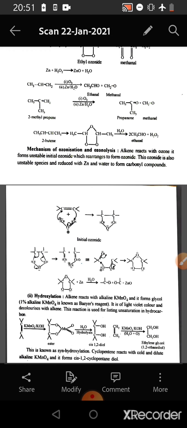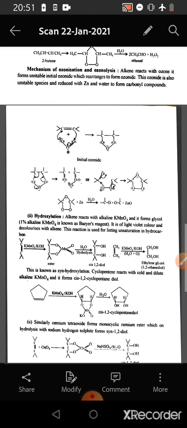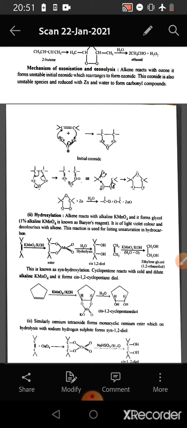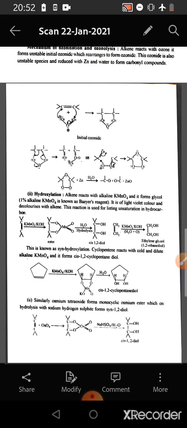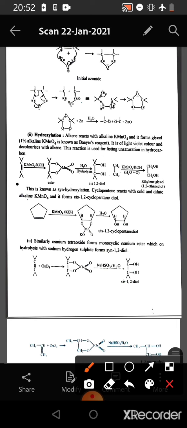The next reaction is hydroxylation. Alkene reacts with alkaline KMnO4 and it forms glycol. 1% alkaline KMnO4 is known as Baeyer's reagent. It is of light violet color and decolorizes with alkene. This reaction is used for testing unsaturation in hydrocarbons. So here we see this alkene on reaction with alkaline KMnO4 forms ester, and this ester on hydrolysis forms cis-1,2-diol.